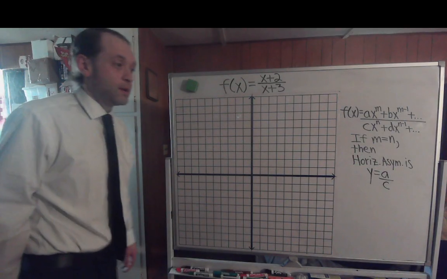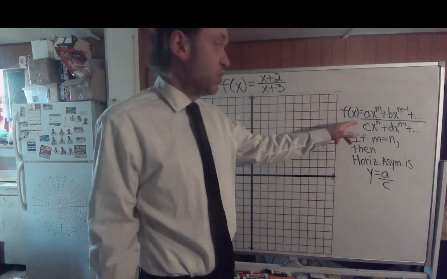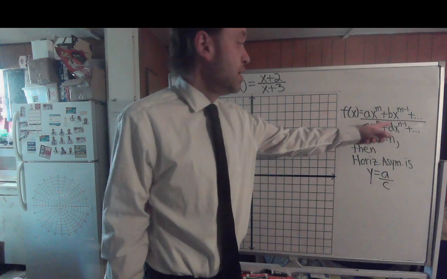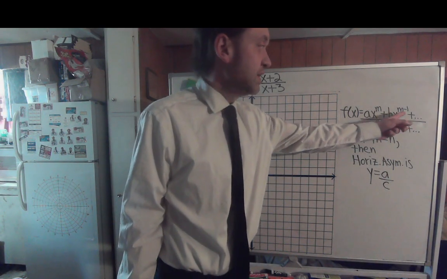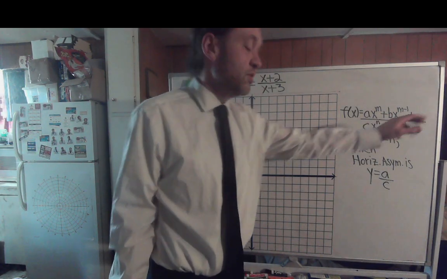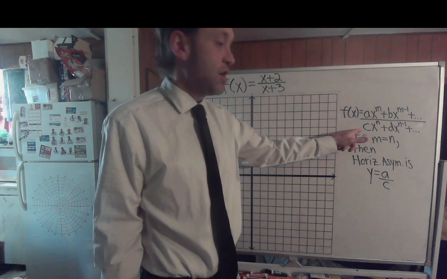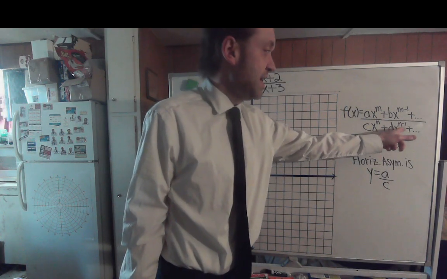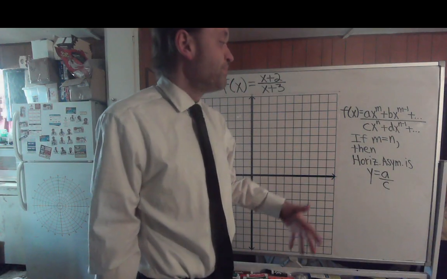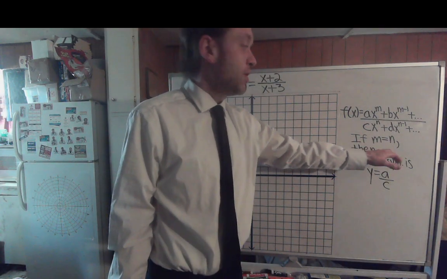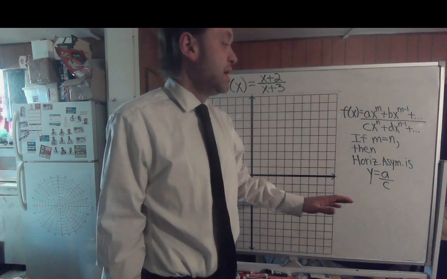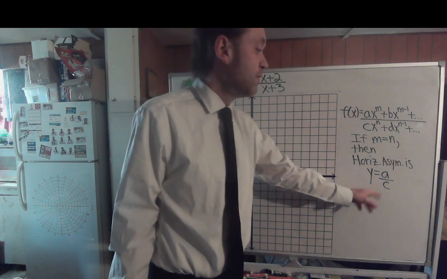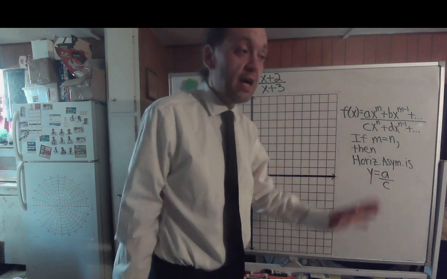of the denominator. So here you have the general form f of x equals some coefficient of x to some arbitrary m power plus another coefficient of x to one less power than m, and it continues, over your denominator of some arbitrary coefficient of x to the n power plus another coefficient of x to the n minus 1 power. It continues. If the power in the numerator equals the power in the denominator, then your horizontal asymptote is the leading coefficient of the numerator over the leading coefficient of the denominator.